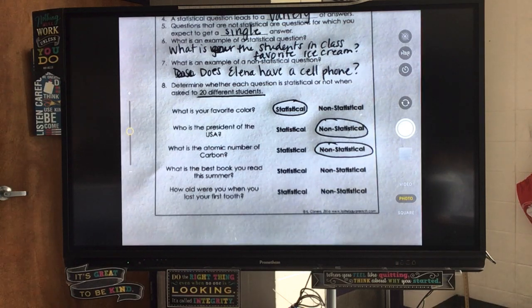All right, what about the next one? Someone go ahead and read that for me, since I cannot multitask. Alex, how old were you when you lost your first tooth? All right, so we're saying that this is a statistical question. Why? Bryson: Because different people lost a tooth at a different age. Okay, so probably not going to have a ton of people with the exact same age of their first tooth loss.